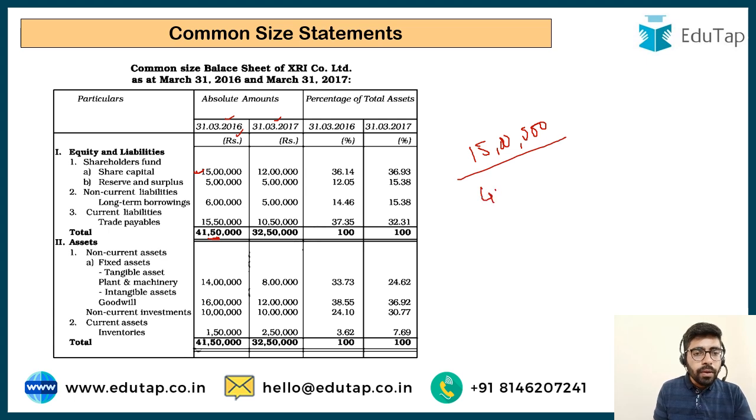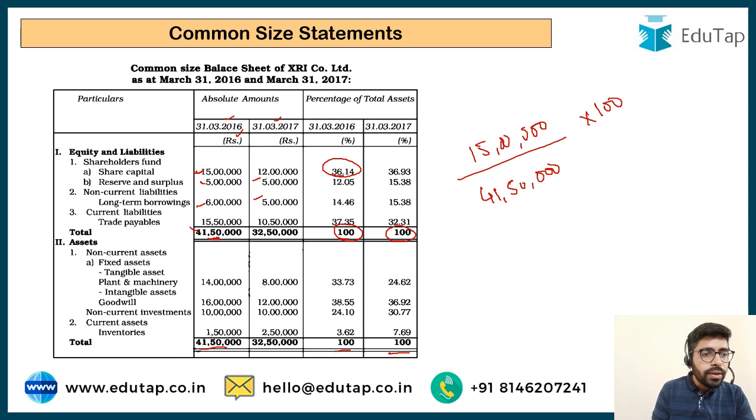So this is how the percentage is arrived at. 15 lakh divided by 41 lakh 50,000 into 100. So this would come out to 36.14%. Similarly, all the other figures have been arrived at. So total here you can see 100% for both. And same way we are going to do for the assets as well. So this is sort of a vertical analysis.